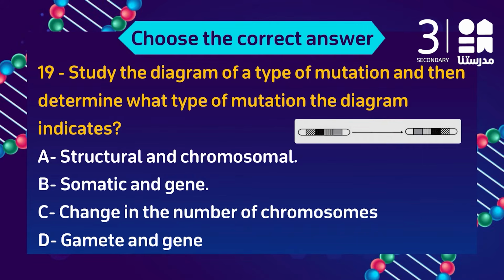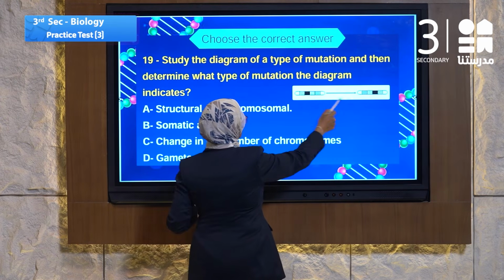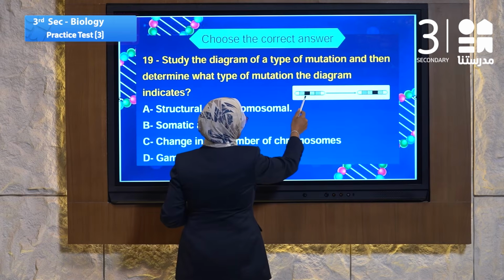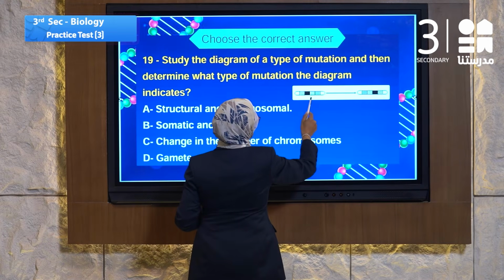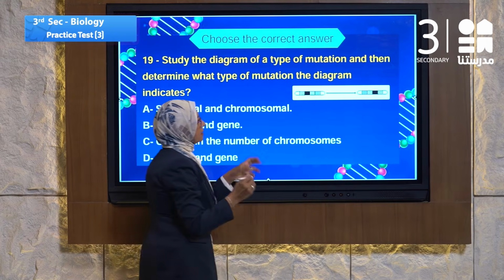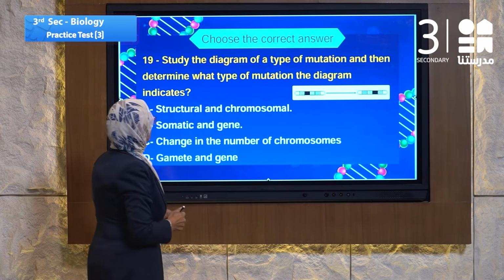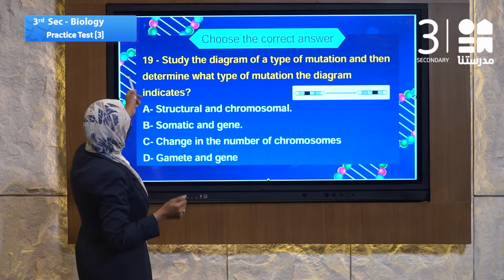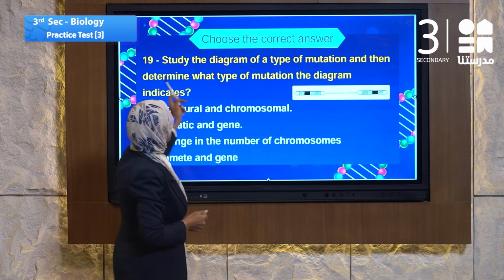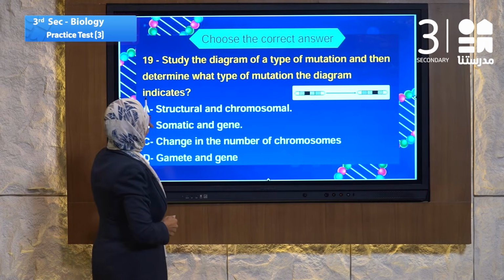Study the diagram of a type of mutation. Here is a mutation. Oh yes, mutation. Why mutation? Because the part with these lines is found here, and the black one is found here, and there is a vertical row here, and there is a mutation. They are not the same. Let's read the question again. Study the diagram of the type of mutation and then determine what type of mutation the diagram indicates.